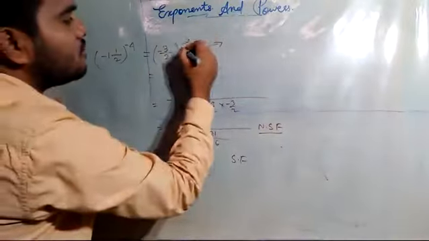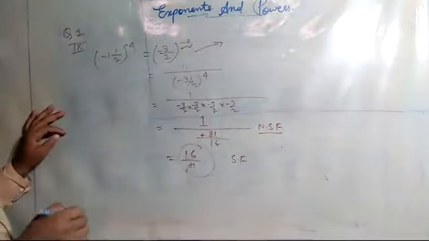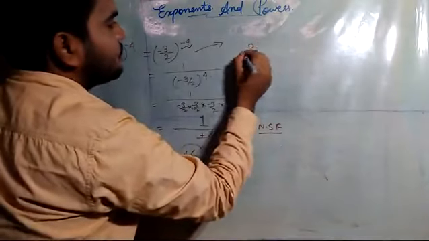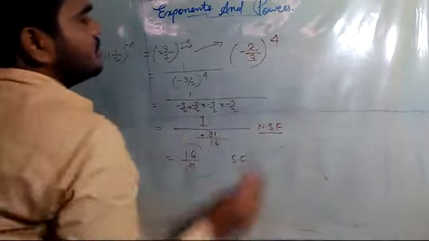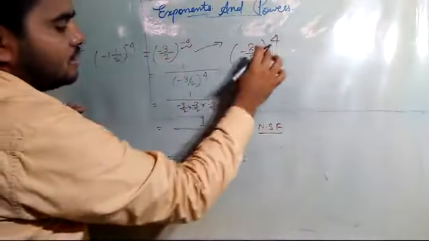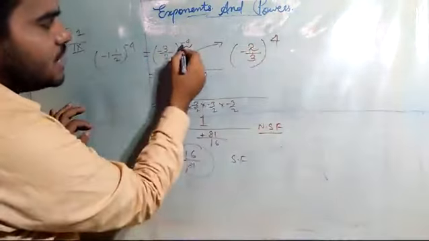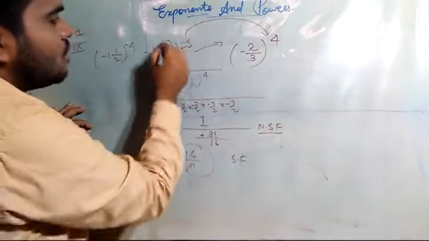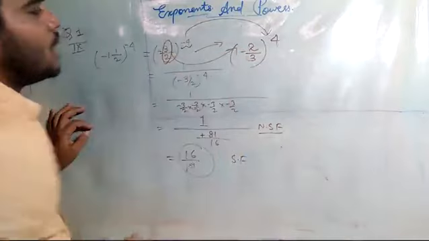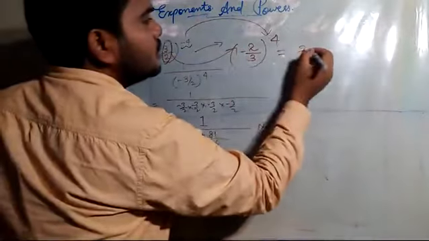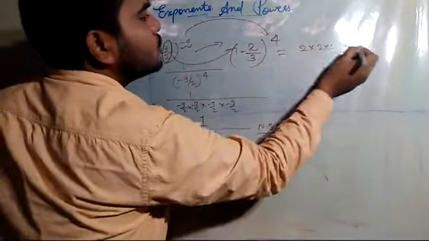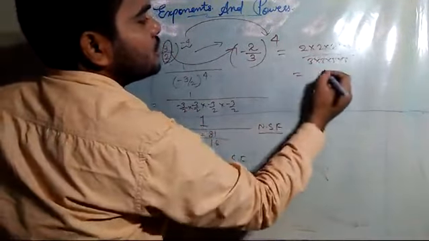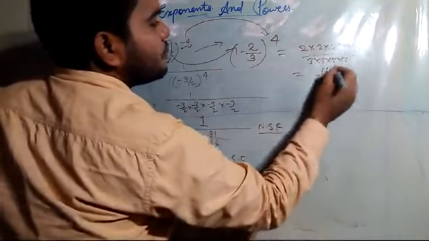If you are smart enough, you see here the denominator is minus 4. So you can simply change this number and this number. The minus will become positive here, and this 3 by 2 will change into 2 by 3. So now you write 2 into 2 into 2 into 2, and 3 into 3 into 3 into 3. So it will be 16 by 81.